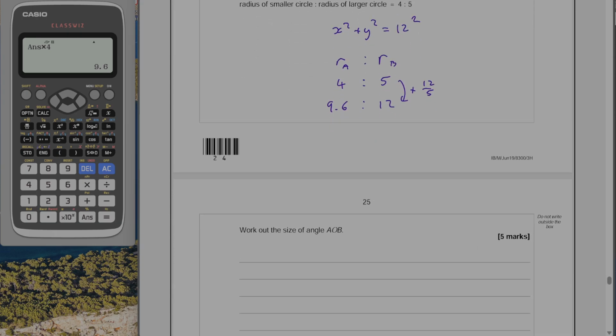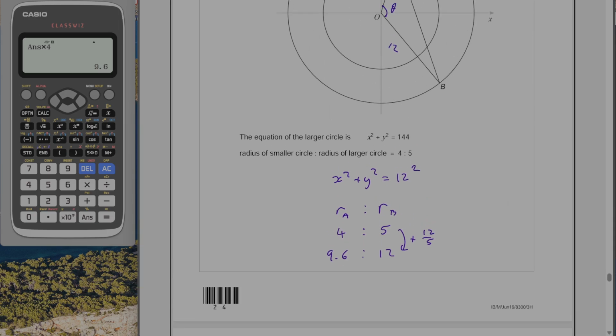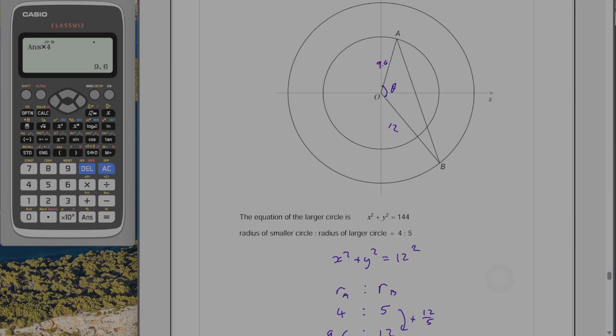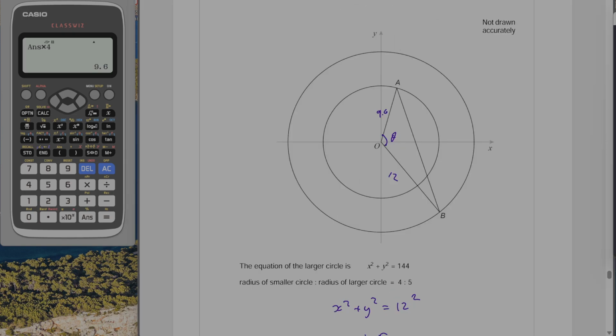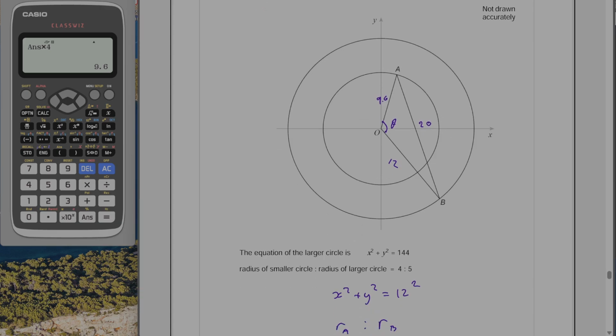So are we going to use the cosine rule? Just trying to work this out. We want the angle. We are, because I've not spotted that, so we know that that's 20. So it is the cosine rule. I was kind of missing a value.